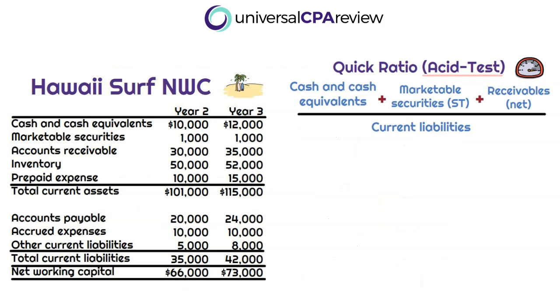Our second liquidity ratio is referred to as the quick ratio, and some will also call it the acid test. Now, as you can see, the formula, it's cash and cash equivalents plus marketable securities plus receivables net. And that will include accounts receivables, notes receivables, and other types of receivables. And then on the denominator, we have current liabilities.